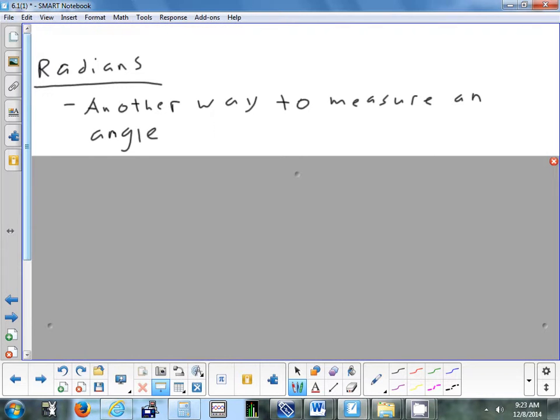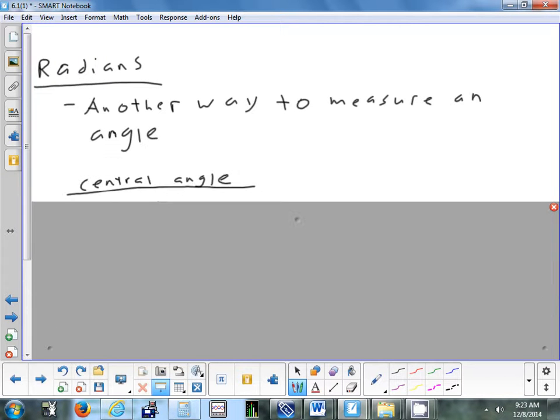All right, so let's look at another way we can measure an angle, which is in radians, and my joke wouldn't work in radians, so it's a good thing we already did it. But radians, it's just another way you can measure an angle. It's not very difficult. You just have to know a little bit about how to convert between degrees and radians.